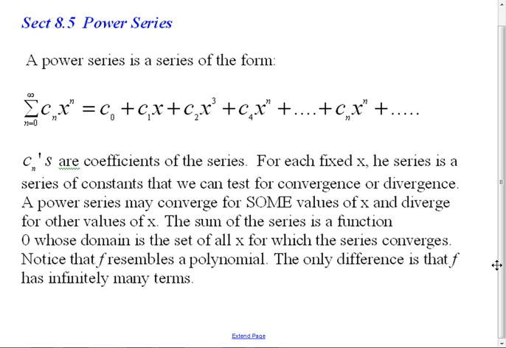So the sum of the series is a function whose domain is the set of all x's for which the series converges. And this is a polynomial, an infinite one, but it's a polynomial. And what's nice about polynomials? They're easy to differentiate, aren't they? It's just the power rule. So easy. There's no holes, there's no gaps, there's nothing there that causes us problems, where we might have something else that would give us a problem.